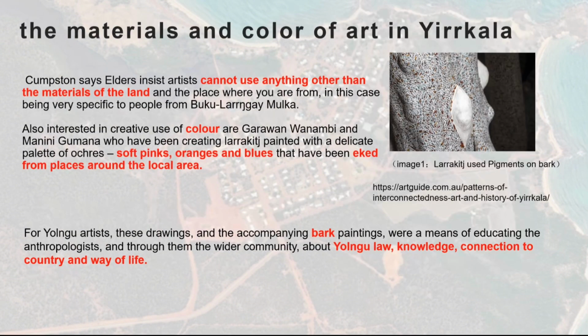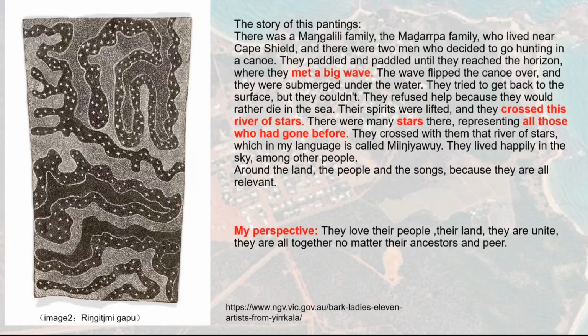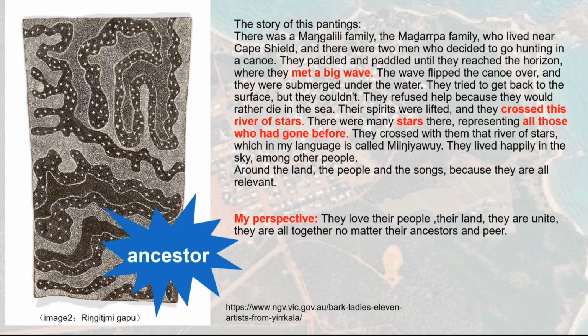Okay, let's talk about their art. In all the work, they not only use their original materials, but also color. This painting is about mango hunting, and they met a big wave. After difficult days, they crossed the rivers, and so many stars are a symbol of their ancestors having come over. So, in this part, I can conclude the keyword is ancestor.